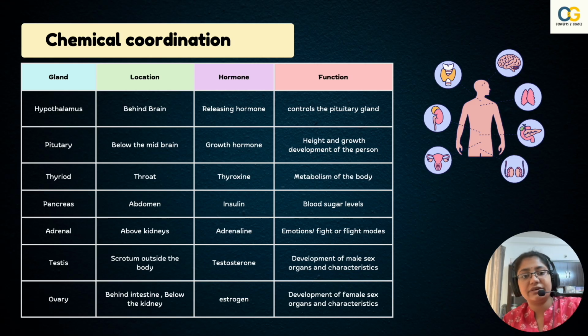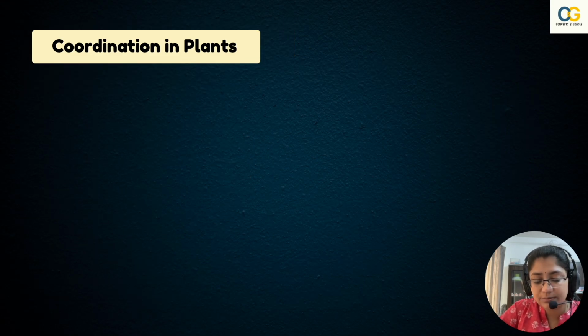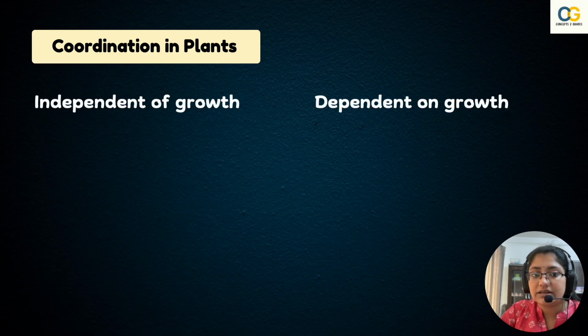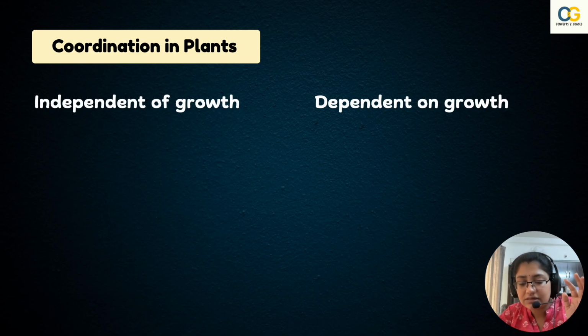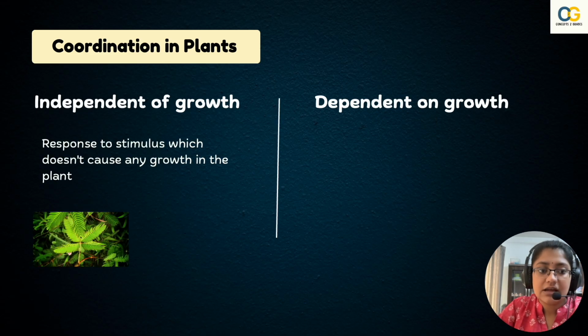So these are the different hormones that are released in our body to regulate certain functions, which have to be done through the body. Now coming to the next one, which is coordination in plants. Now in plants, coordination happens, or movement or change happens, in two cases. One is independent of growth. It just moves. There's no growth that is caused by this stimulus or response. Second one is dependent on growth. So in the first case, you give a stimulus, it just moves. It doesn't cause any growth in the plant.